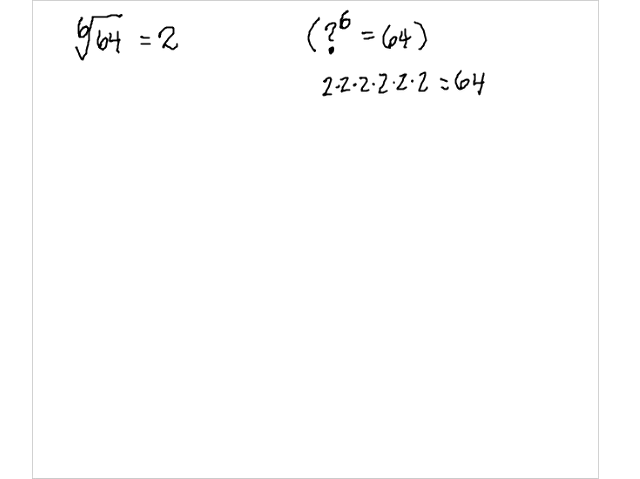2 times 2 times 2 times 2 times 2 times 2 does in fact equal 64. And some of these you might have to guesstimate if you're not real comfortable with it. The 5th root of negative 32 means some number to the 5th power is negative 32. And the answer there is negative 2. Most of these are going to be 2's.